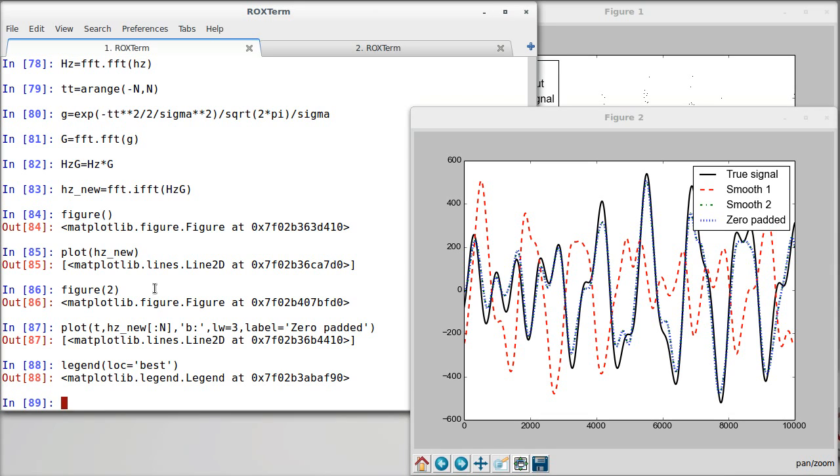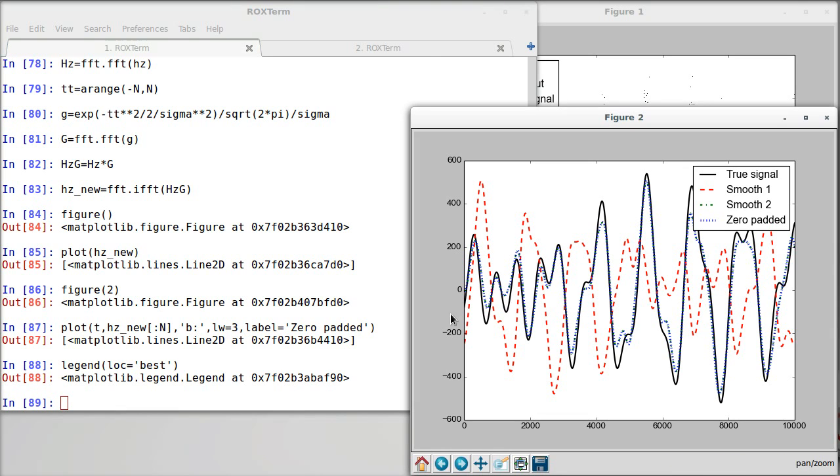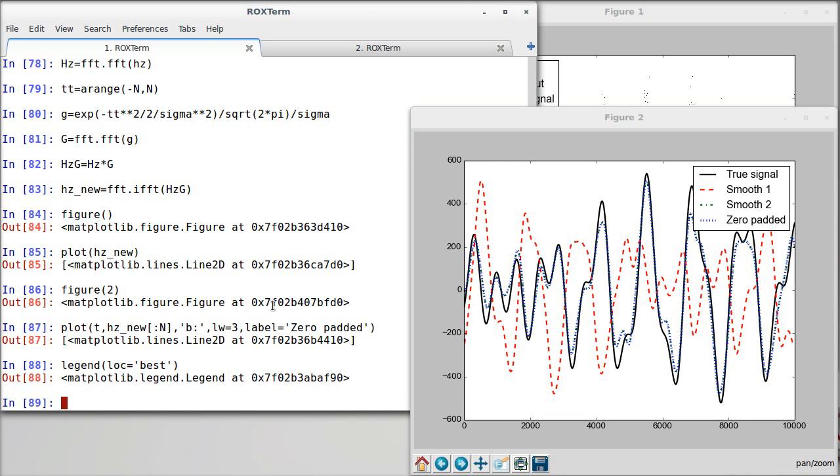So again, this is showing us what zero padding does to our signal when we do a convolution, and how it gets rid of this wraparound, or the periodicity of the signal, and accounts for it. And that's just something that we have to do when we're dealing with convolutions. Otherwise, we run into the problem that we saw here with this red dashed curve.